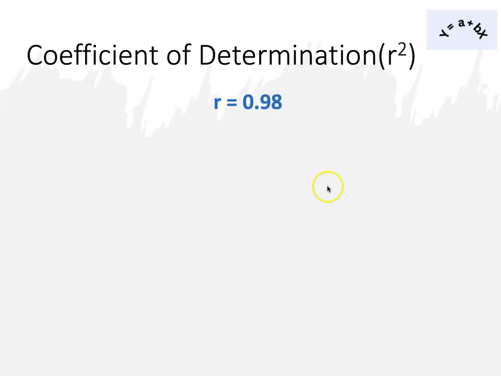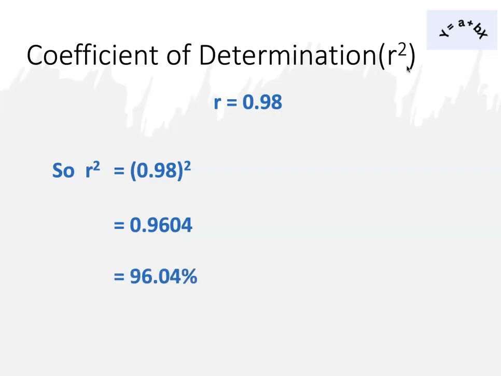The last thing we want is our coefficient of determination, r squared. And for this, all we're doing is squaring the value of r. So 0.98 squared gives us 0.9604, and we usually express this as a percentage.